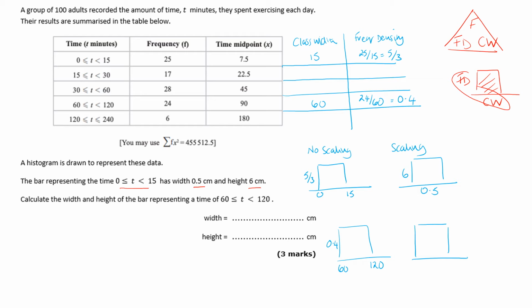So if we were doing it normally, the class width of the first group is 15, and then doing frequency divided by class width, the frequency density is 5/3. So if we had a no scaling histogram, we'd have frequency density 5/3 on the y-axis and class width would be 15. But what's actually been drawn is a scaled histogram, and what you need to do is find what's happened to get you to that height of 6, what's happened to get you to that width of 0.5.